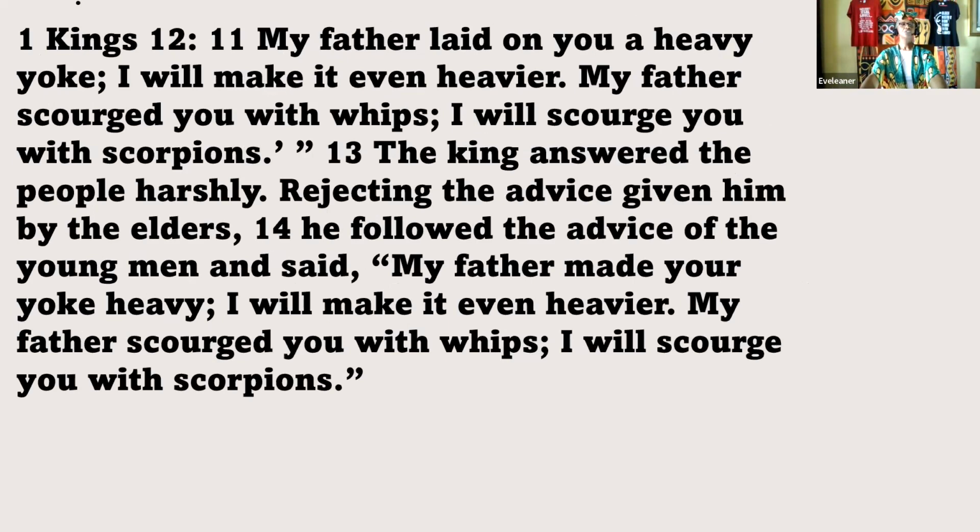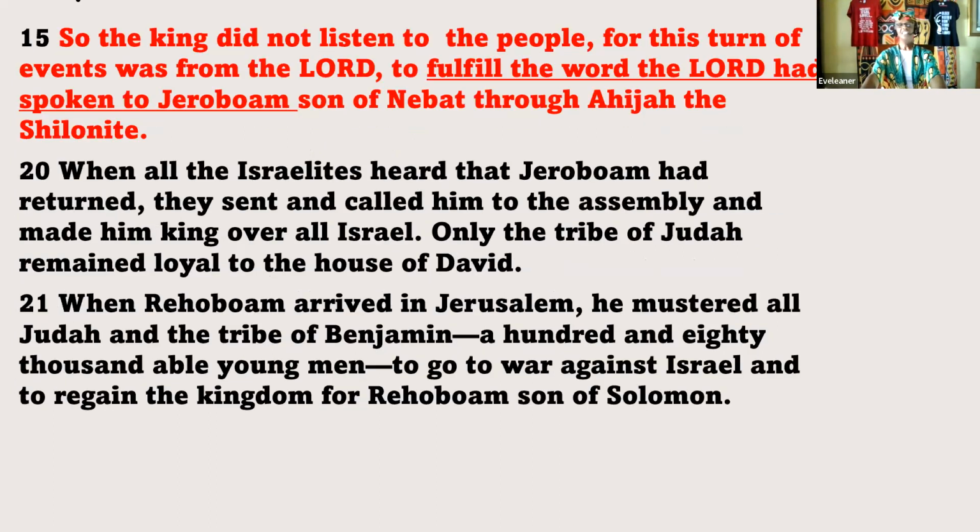The king answered the people harshly, rejecting the advice given him by the elders. He followed the advice of the young men and said, "My father made your yoke heavy. I will make it even heavier. My father scourged you with whips. I will scourge you with scorpions." So the king did not listen to the people, for this turn of events was from the Lord to fulfill the word the Lord had spoken to Jeroboam, son of Nebat, through Ahijah the Shilonite.